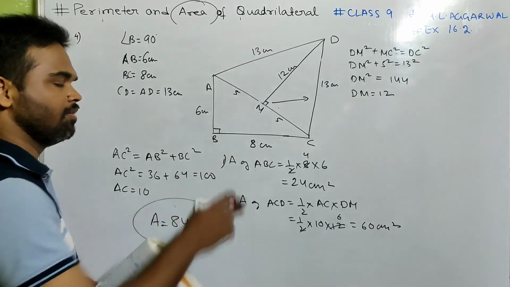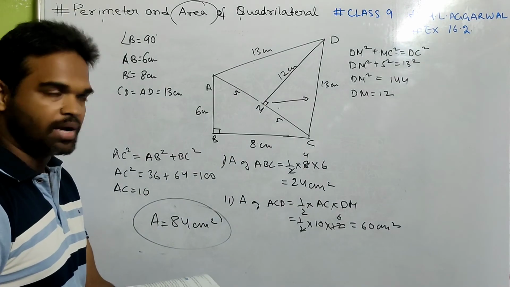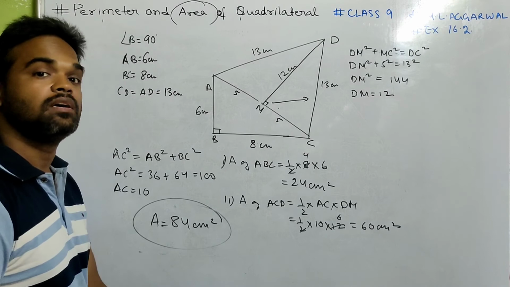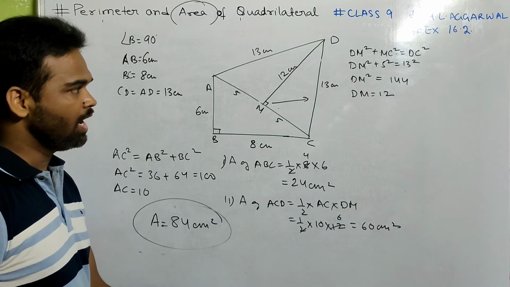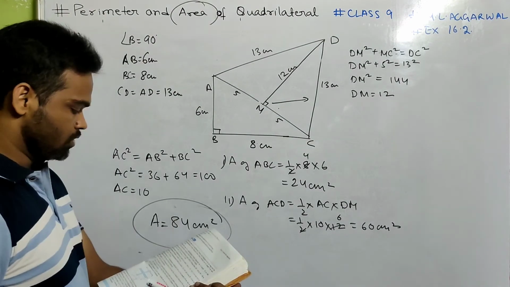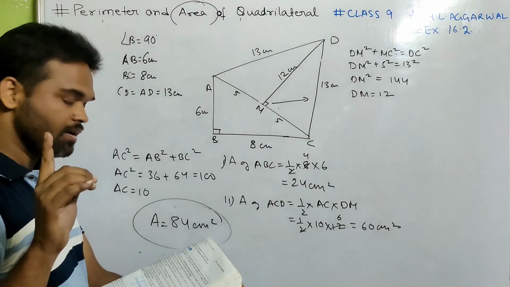We divided it into two parts. One was right angle triangle, half into base into height. The other was isosceles triangle. Done? Sure. This was number 4. Let us do number 5.